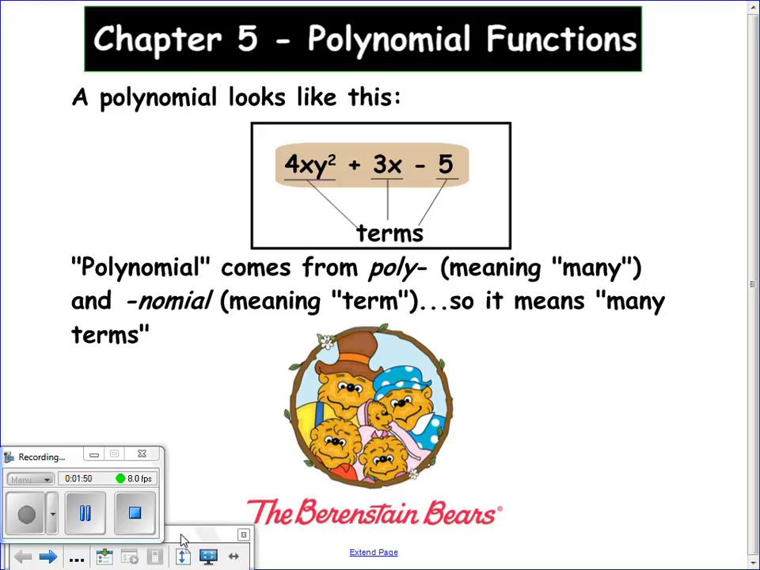All right, here we go, guys. So section 5.1. Again, lots of terminology in this section.